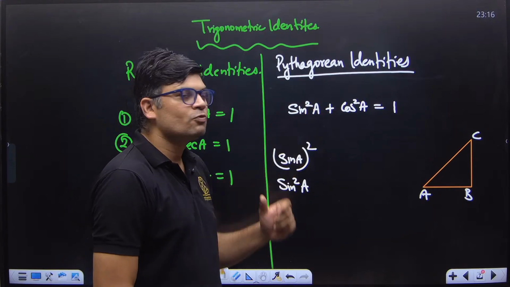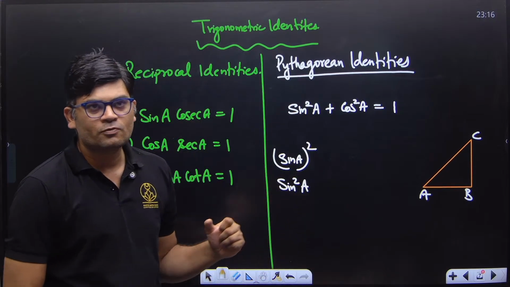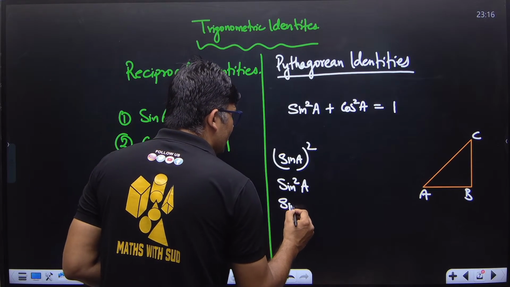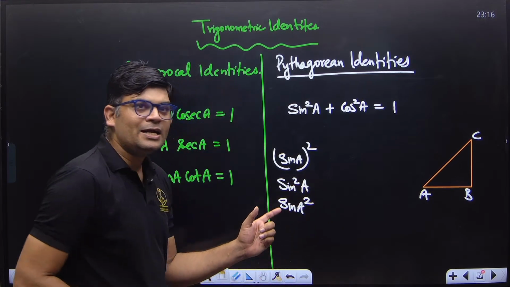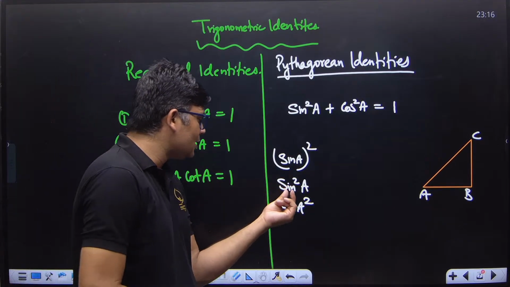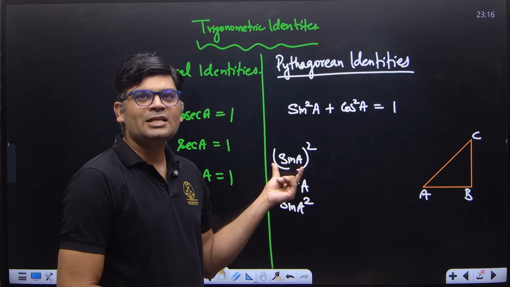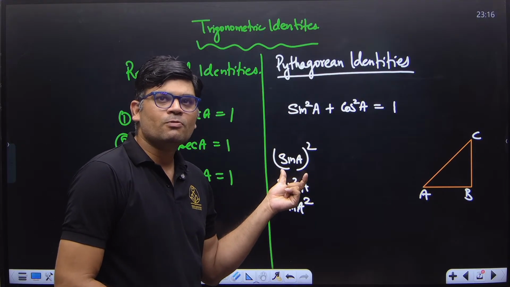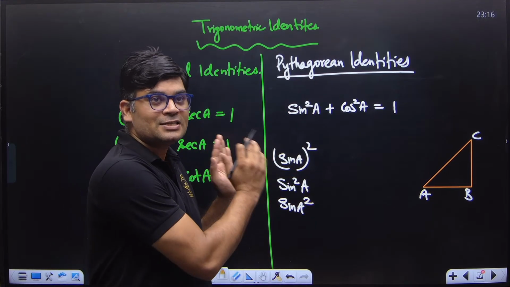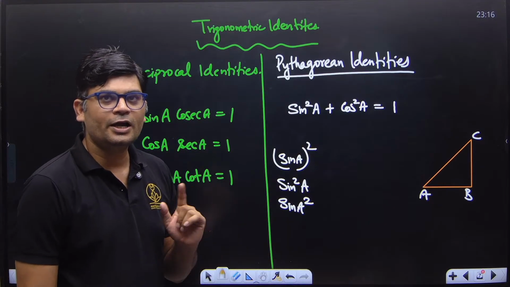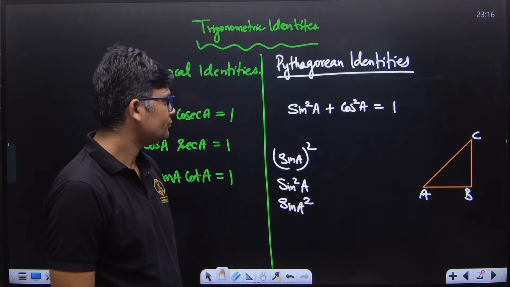When I say cos square A, I am talking about cos A as a whole square. So it is different from sine A square. When I write sine A square, I mean that the square of A is happening. But when I write sine square A, I am talking about first calculating sine A and then doing the square of it. Are you getting it? Yeah.